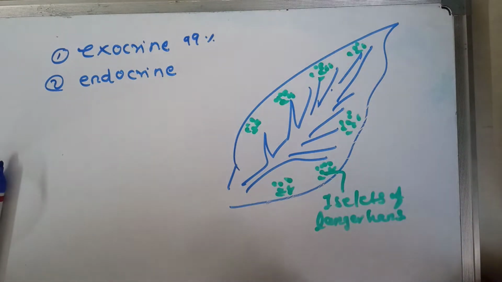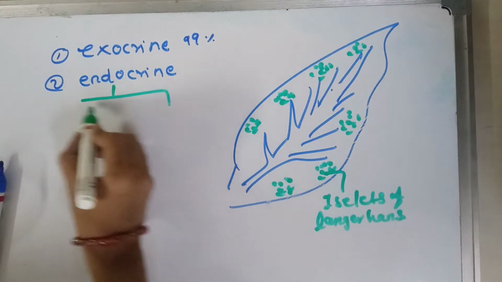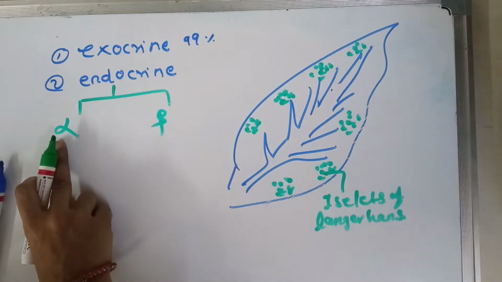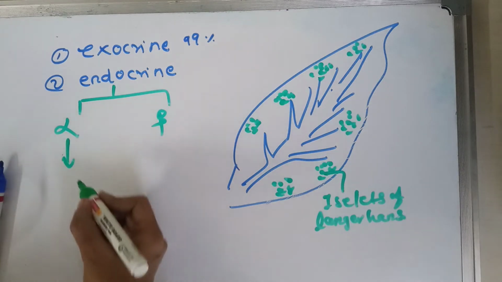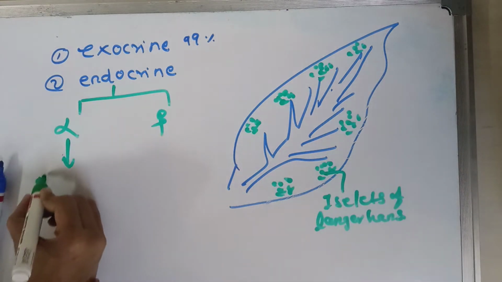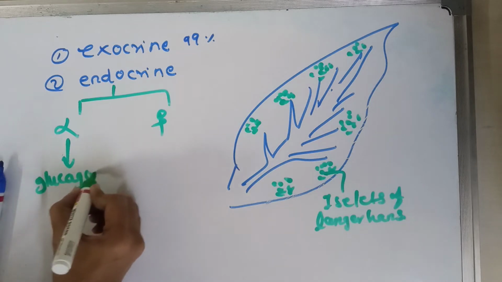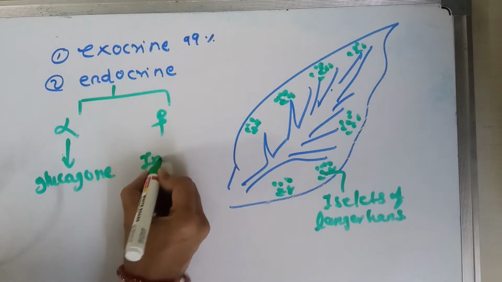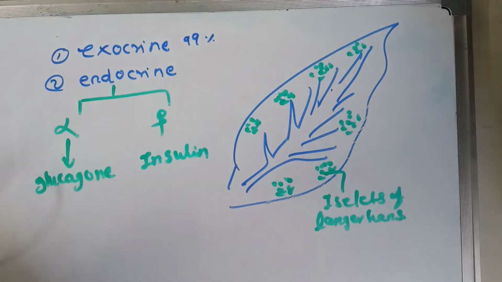There are many types of islets of Langerhans cells: alpha, beta, gamma, P, and more. But significantly, there are two types, which are alpha and beta cells. Okay, these alpha cells are responsible for secreting the glucagon hormone, and these beta cells are responsible for producing your insulin hormone.